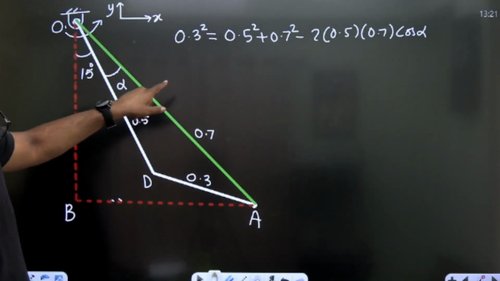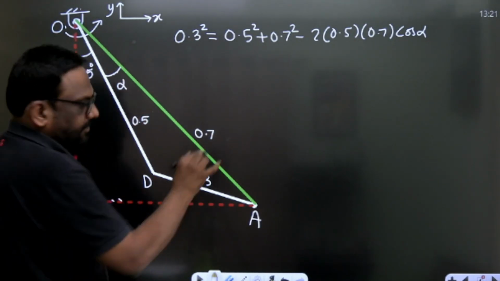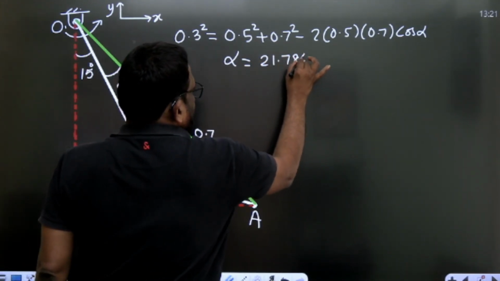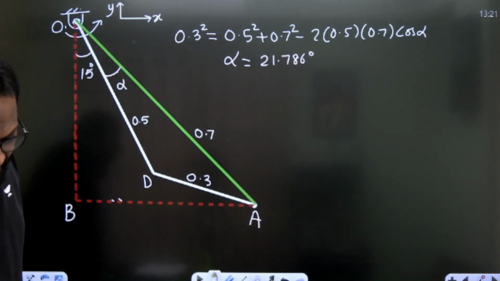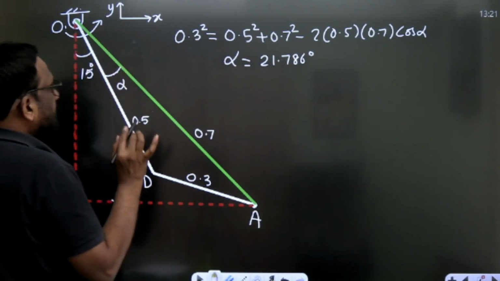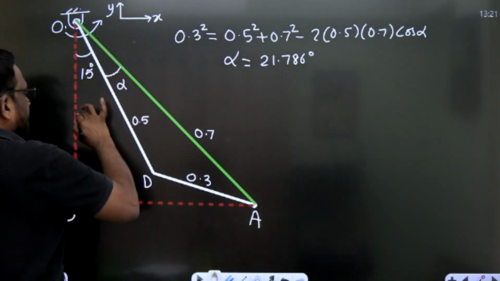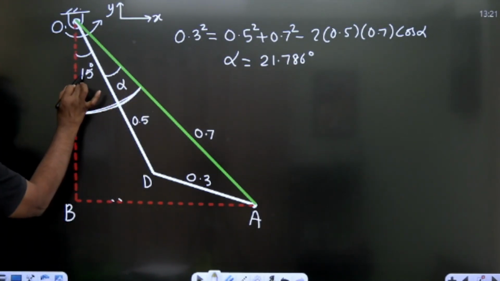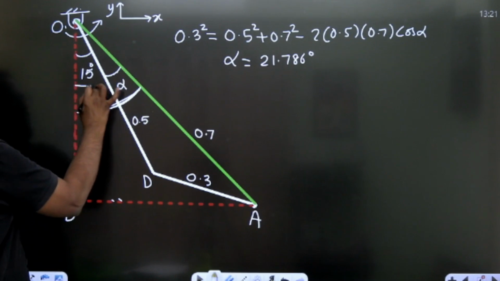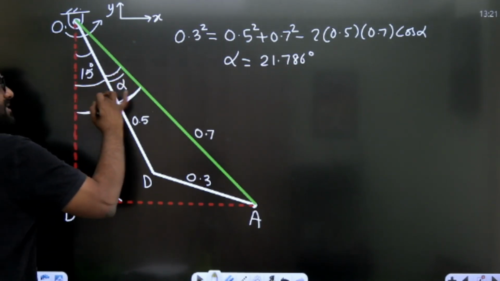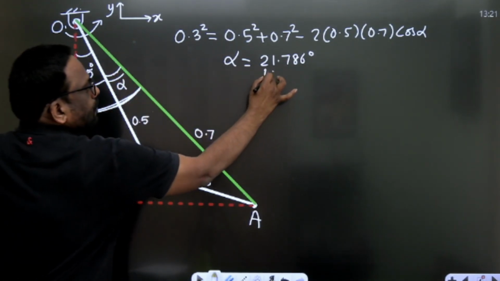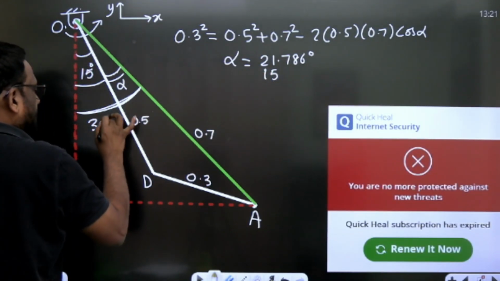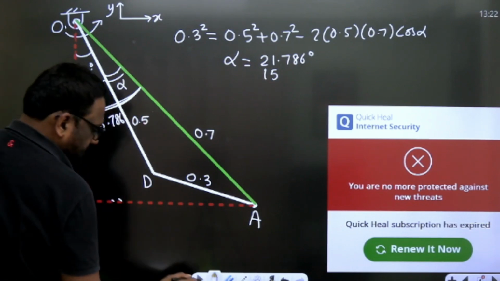Alpha will be equal to, if I calculate, 21.786 degree. This angle is known. Now, can I find this total angle? This total angle is 15 plus alpha. This is 15, this is alpha. 15 plus alpha is the total angle. So add karo 15, so it will be 36.786. Excellent, sirs.